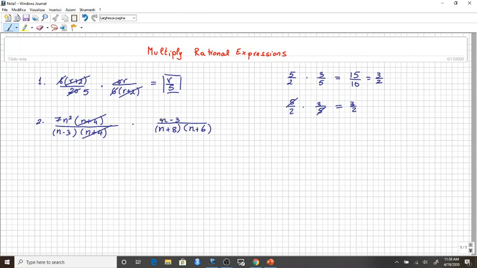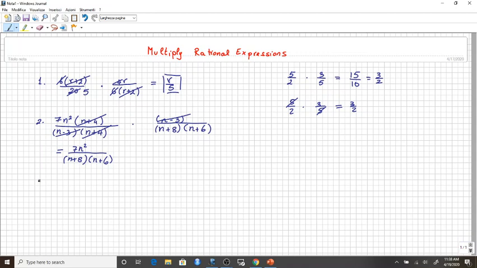So this n minus 3 is not in parentheses, but that doesn't change if we put it in parentheses, and it can be simplified with this n minus 3. And that's it. So now we are left with a numerator which is 7 times n squared, divided by n plus 8 times n plus 6.